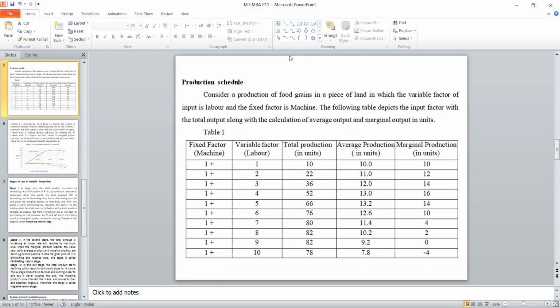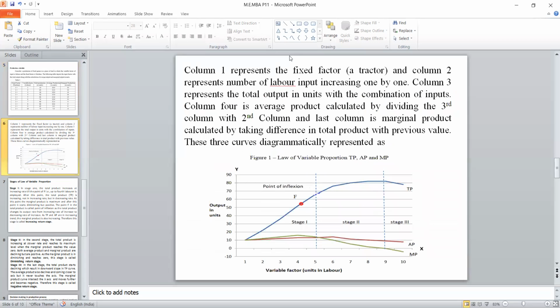So in this table, we have included the fixed factor, the tractor, and we keep adding one laborer with the tractor. So for that, what is the total output? From the total output, we have calculated the average production and marginal production. Keeping these values, when we plot those three columns, total product, marginal product, and average product, we measure labor on the horizontal axis and output on the vertical axis.